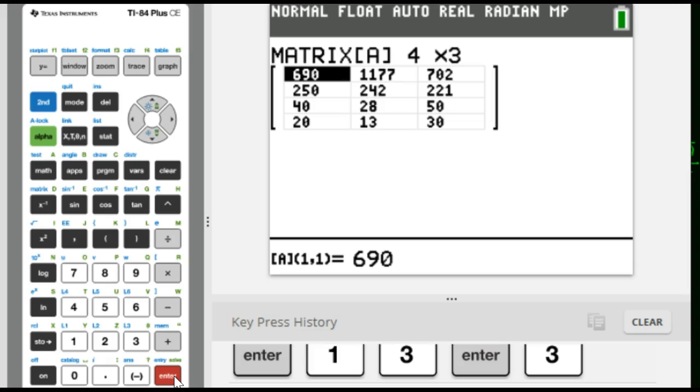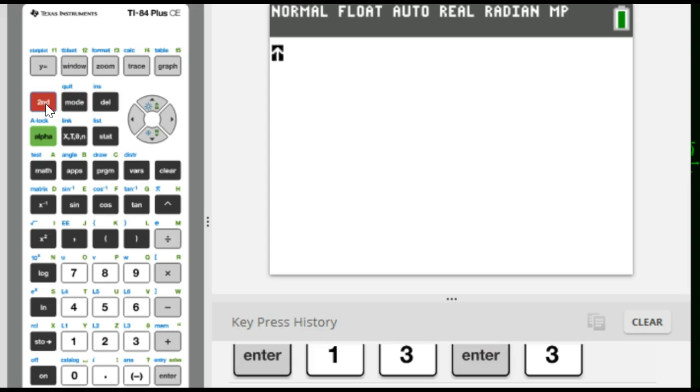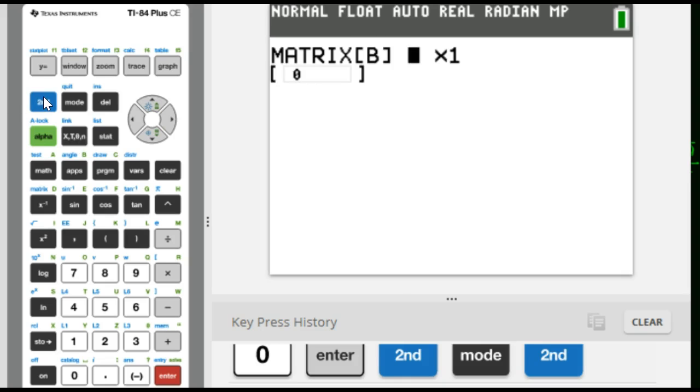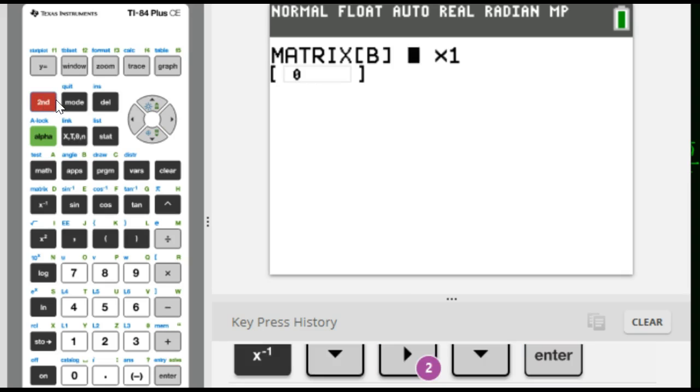All right, so I'm going to go back to my main screen. I'm going to go second, quit. Now if I go into second matrix, there's nothing in the B matrix right now. Going to B, it's completely empty, and that's okay. I'm allowed to leave it that way. I'll do that. Okay, so I'm going to go second, quit, back to the main screen.